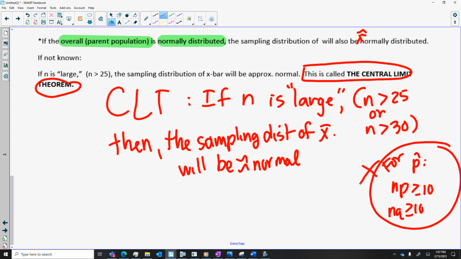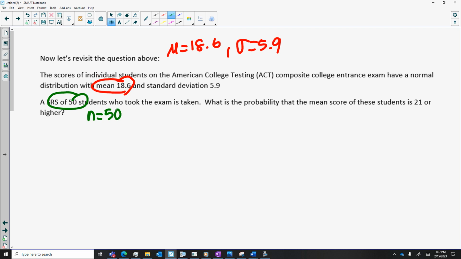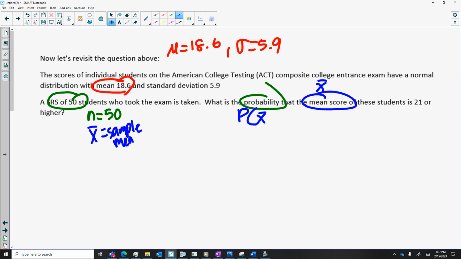So the last thing we're going to do is answer this question. The question that I asked above, I'm going to answer it again. So just a reminder, the population mean was 18.6 and the population standard deviation was 5.9. And it said we're taking a sample of 50 students and we want to know the probability P that the mean of the 50, that's called x bar, of the sample, so sample mean, will be greater than 21. 21 or higher, sorry, at least 21, okay?